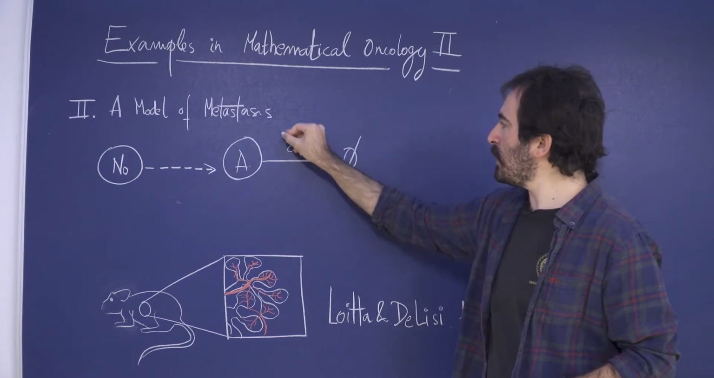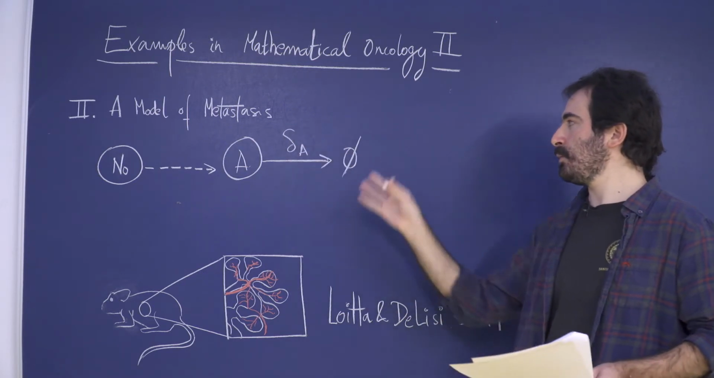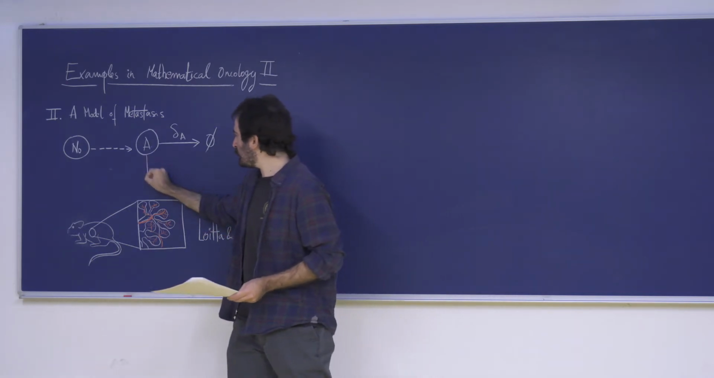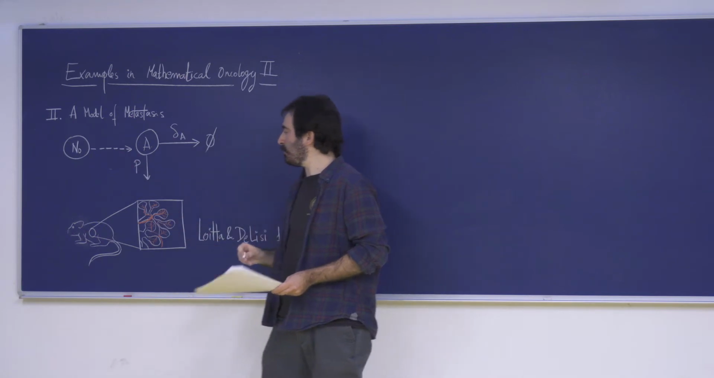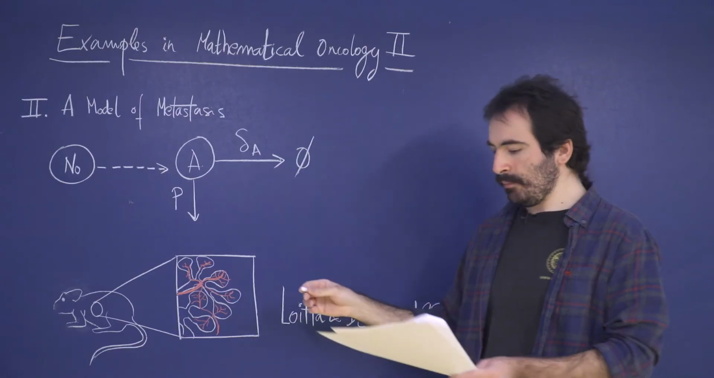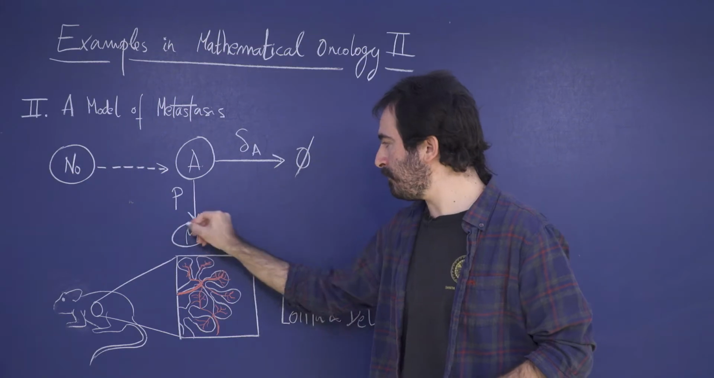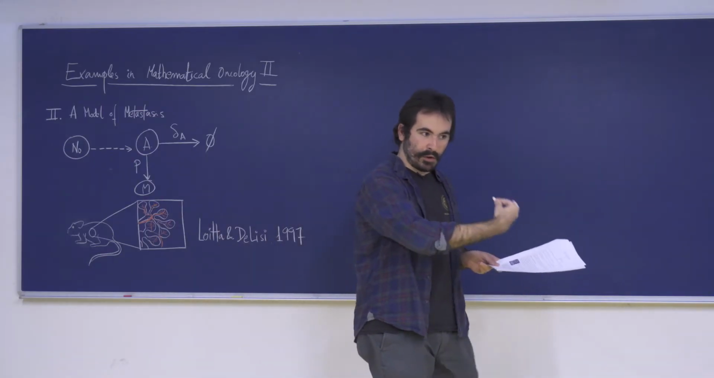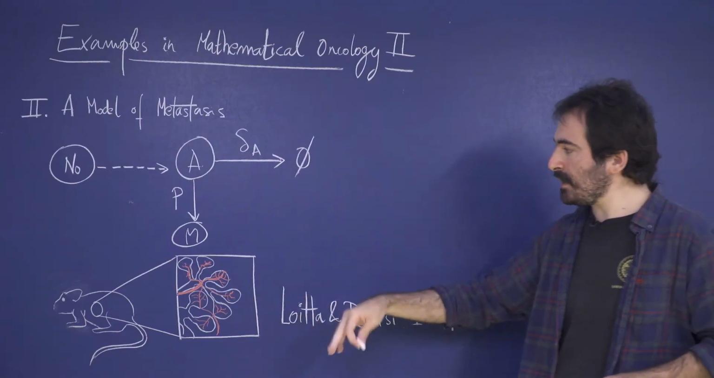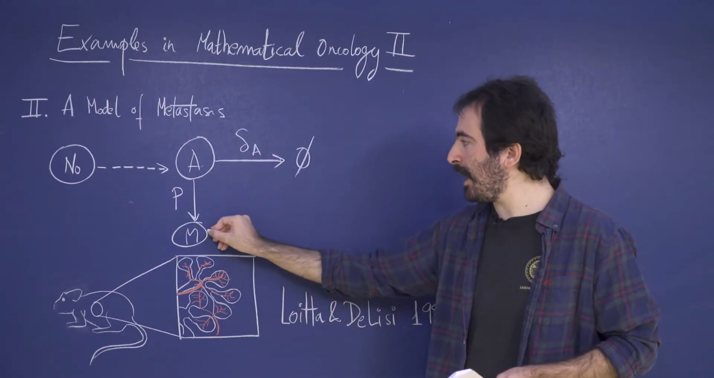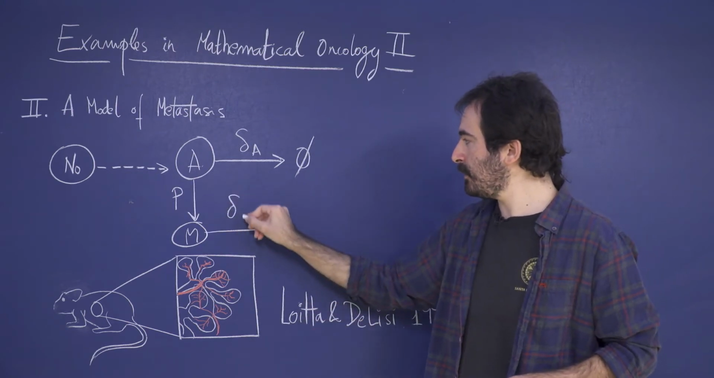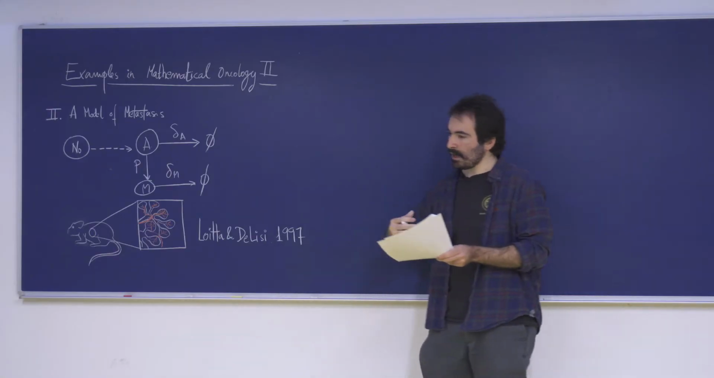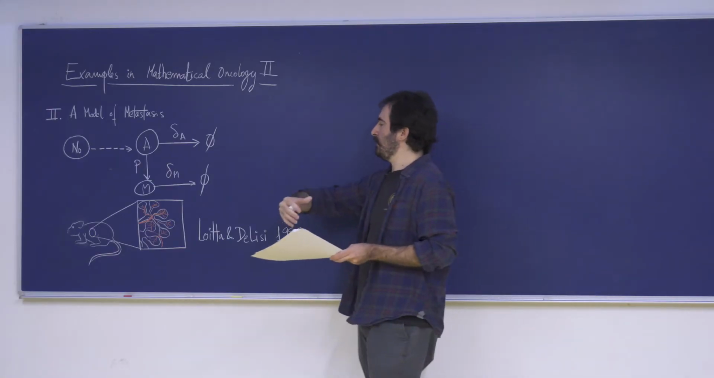We will consider a decay rate for these arrested cells, which we are just going to call delta sub A. But eventually, some of these cells, with some probability that we call P, become metastatic cells, in the sense that they are able to penetrate the wall and incorporate themselves into the alveolar tissue. These are going to stick around there, and they will have a different decay rate, namely delta sub M. Now these cells are incorporated in the alveolar tissue.